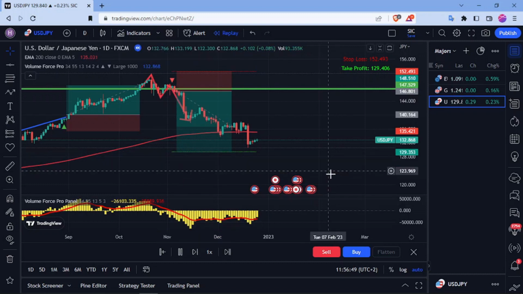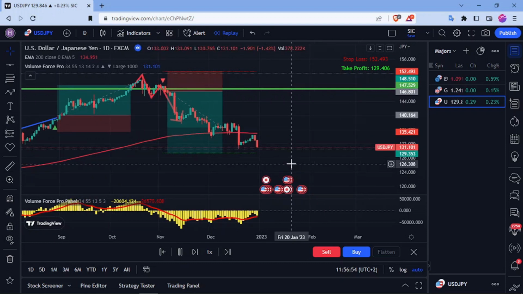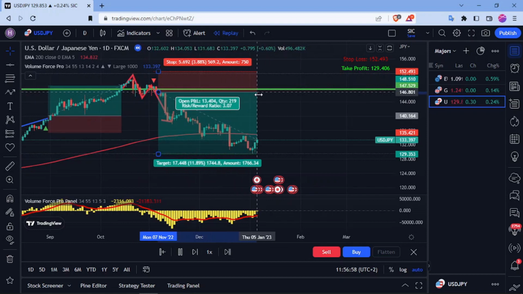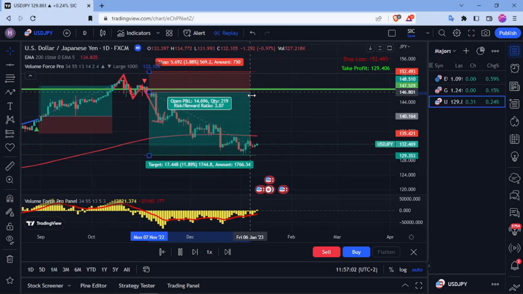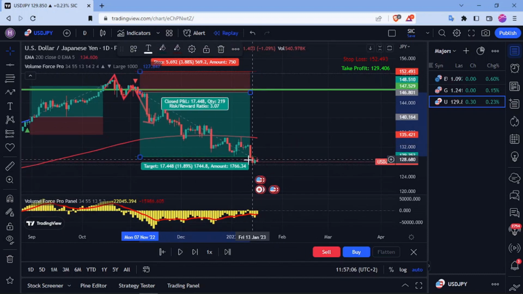So if we press play again to see what happened to this trade, you will see after a rejection from the 200 EMA, price continued in our direction. In the end, doing a 1 to 3 risk to reward. I always recommend aiming for a higher than 1 risk to reward.